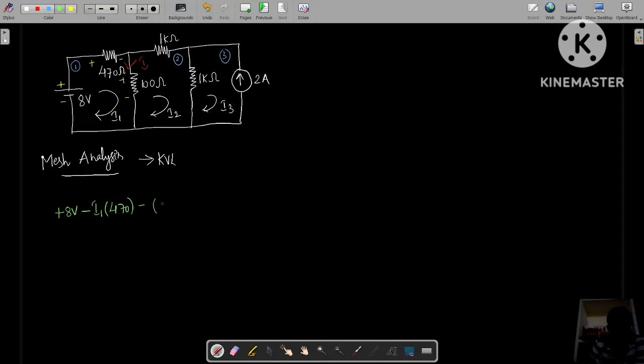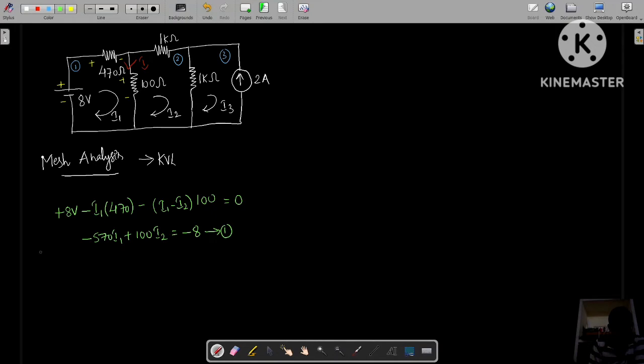What is the net current flowing through the 100 ohm resistor? It is I1 minus I2, because both directions are opposite and I1 must be dominating compared to I2 and I3. So I am taking (I1 minus I2) into 100 ohm. This is the total voltage across this 100 ohm resistor, and it is equal to 0. So from this, what I get is 470 I1 minus I1 into 100, so it is minus 570 I1. Similarly, minus into minus gives plus 100 into I2. When you send 8 to the RHS, you get minus 8. So this is the first equation which we obtain from loop 1.